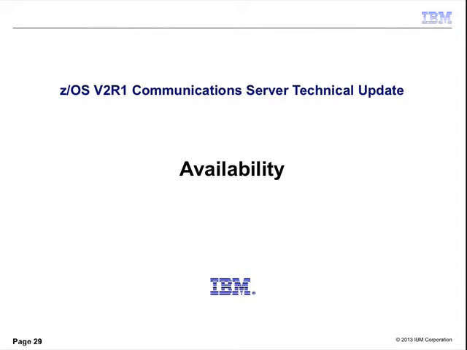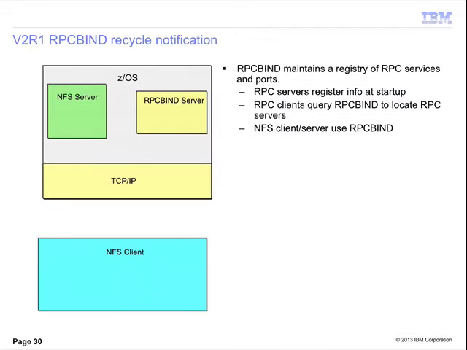Okay, availability. A couple of topics in here. We'll start with RPC bind recycle notification. If you're not familiar with RPC bind, it's a daemon we have running that allows an RPC server to register the ports that it can be contacted at, so that clients can contact the RPC bind server and say, how do I get to this particular application? So the classic exploiter of this is our own NFS, z/OS on System z.